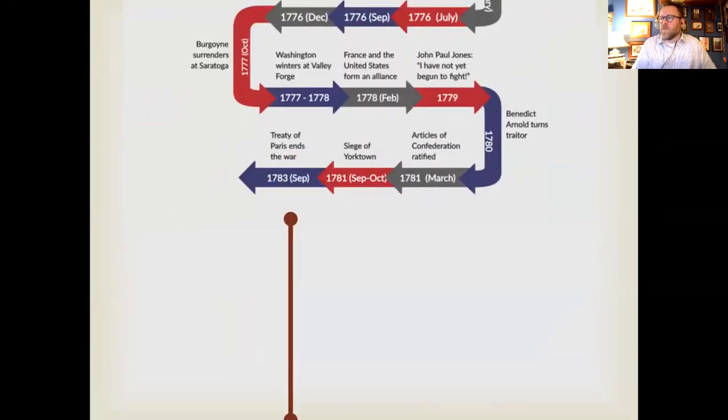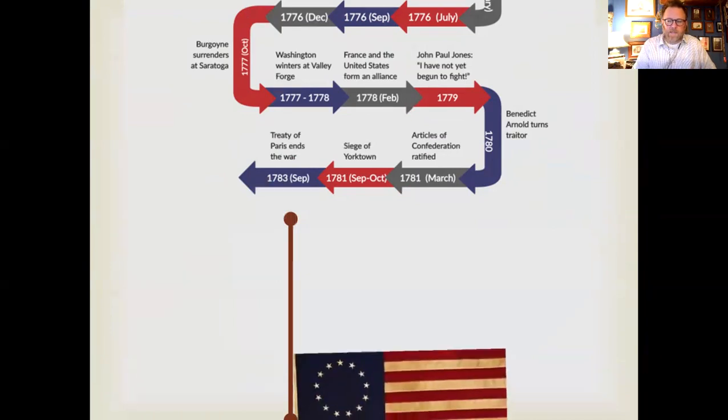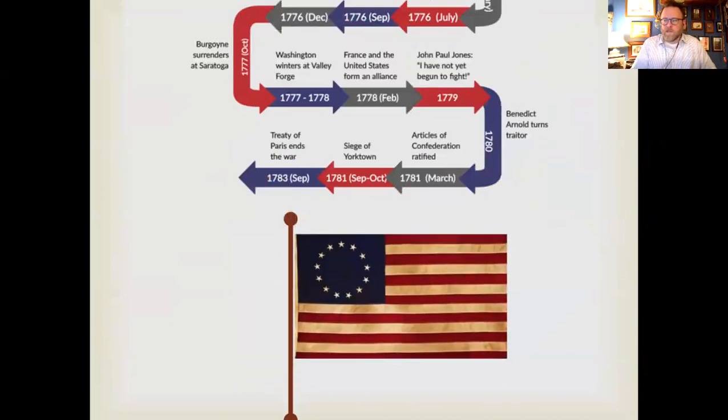And a number of key conflicts underway. You have Benedict Arnold becomes a traitor in 1780, the Articles of Confederation, the Siege of Yorktown, and the war finally ends. And America becomes its own nation.